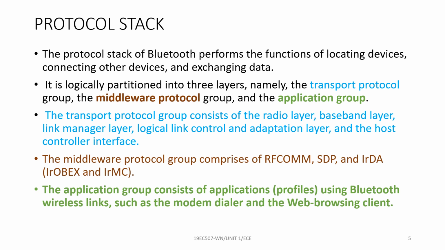And then we have the middleware group. This comprises the communication channel protocol, SDP, and IrDA. The third one, which is the topmost layer, covers the applications which support Bluetooth wireless links, such as modem dialers and web browsing client applications. So these three are the major groups of the Bluetooth architecture.